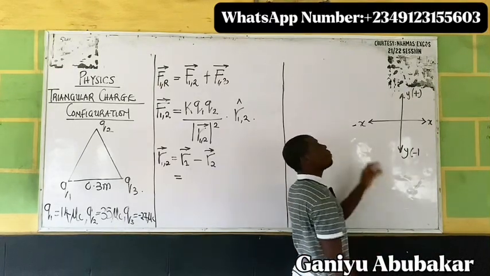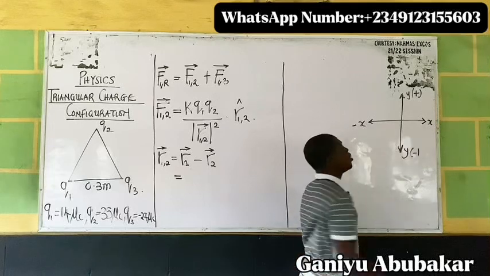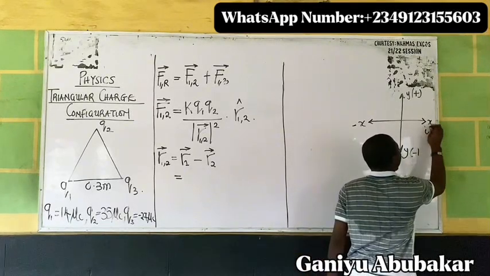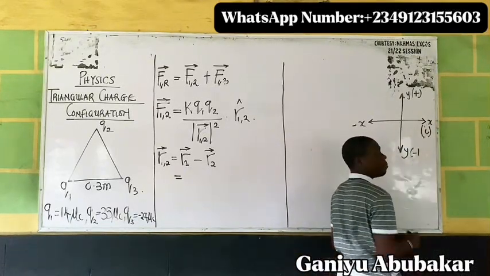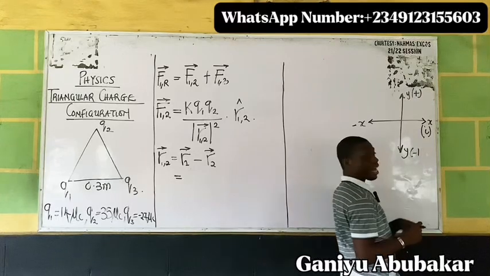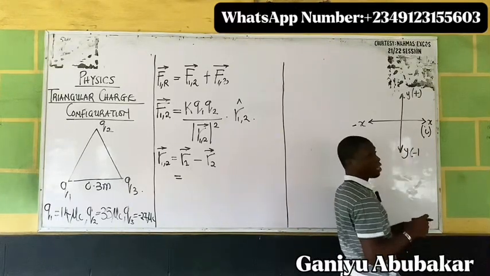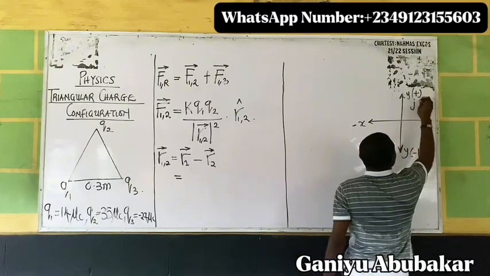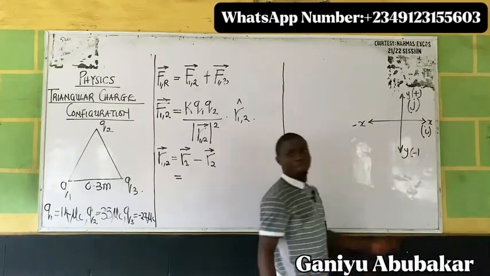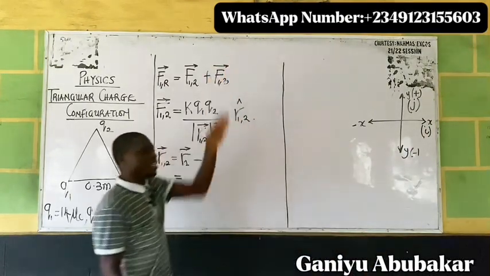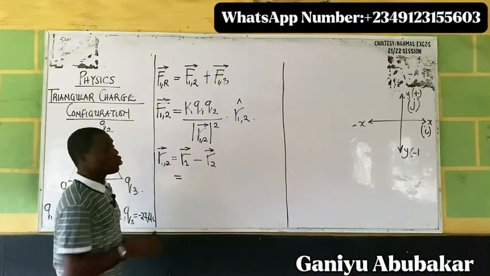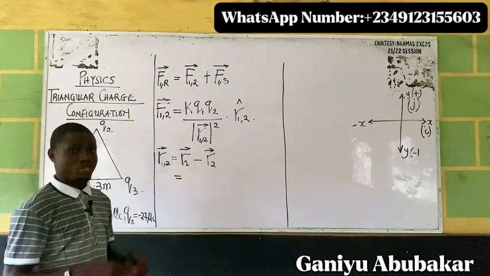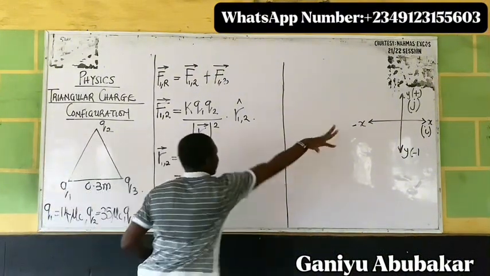We said when I'm moving in an x direction, you are using the symbol i in accordance to vector. If I'm moving vertically, I'm using j in accordance to vector. So when I'm moving vertically, I'll use j. Horizontally, I'll use i.